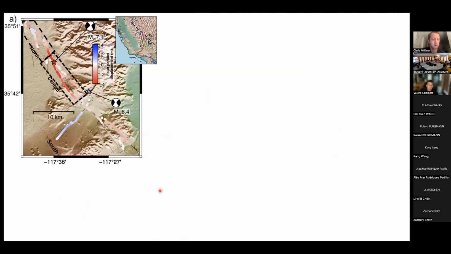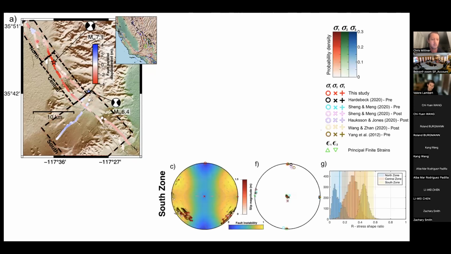So we use these slip vectors to invert for the stress state. We break up the rupture into three different zones from north to south: a zone in the south, the central zone, and the north zone. This is showing our stress tensor results for just the south zone. If you concentrate on this figure, this shows the stress orientations. The colors show our confidence intervals for the different principal stresses. In this zone, sigma 1, shown by this red color, is almost exactly north-south. Sigma 2 is almost exactly vertical. So this is a classical Andersonian strike-slip stress regime.